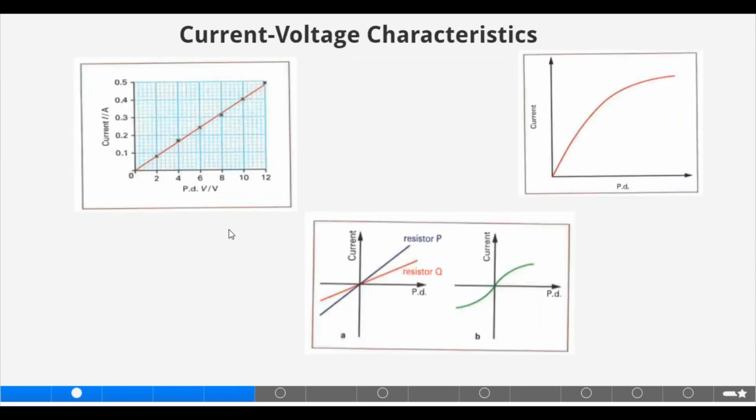Now, if you look at the current-voltage characteristics, the one on the far left, the uniform graph, is talking about Ohm's law. The one on the right is talking about that of a filament lamp. Then, where you have current in relation to potential difference, and you have a negative potential difference. Also, resistor P has a negative potential difference. Resistor Q also has a negative potential difference, while the current also is positive.